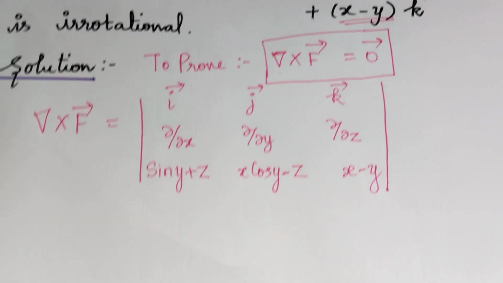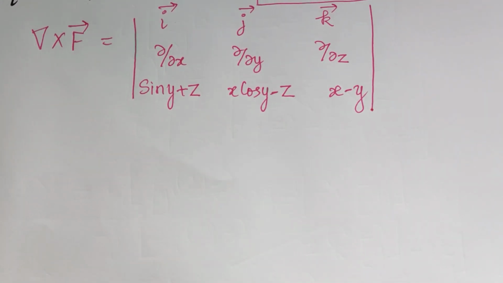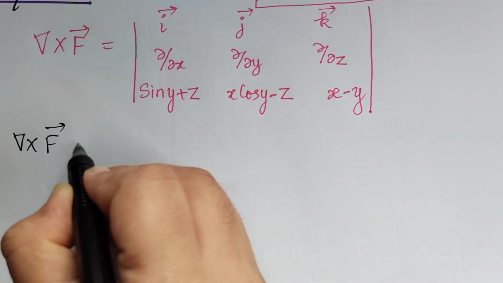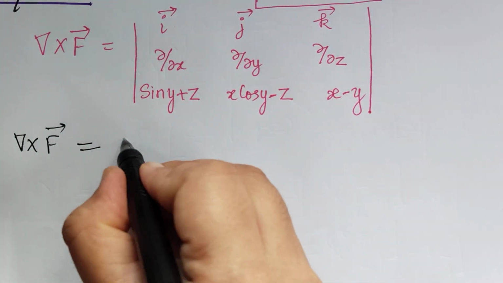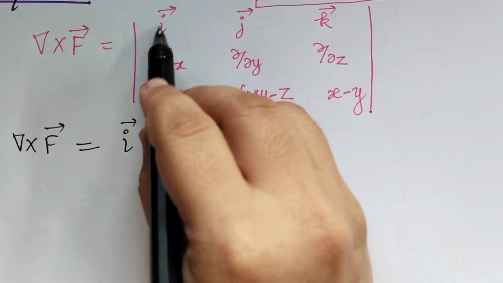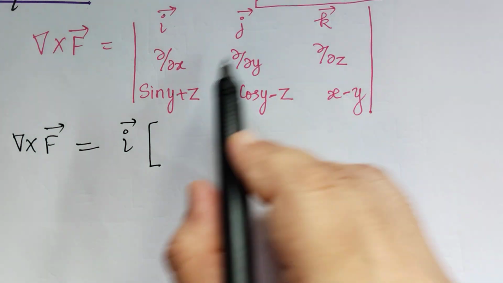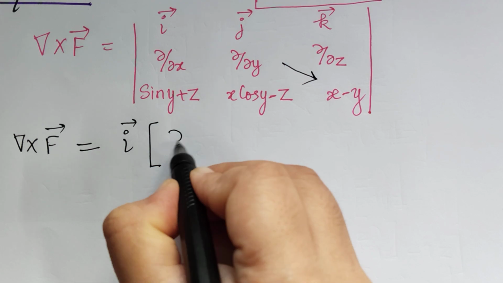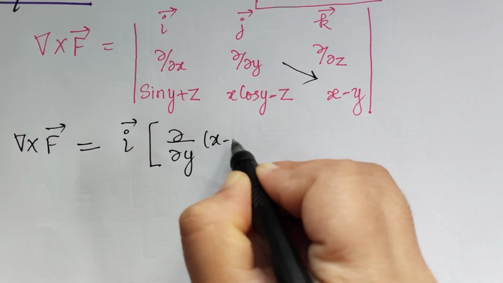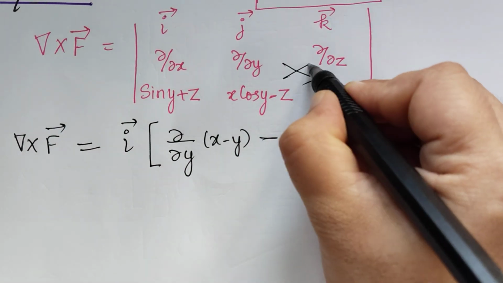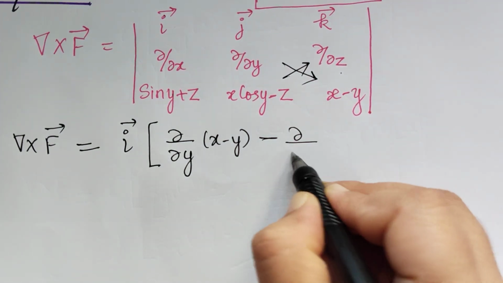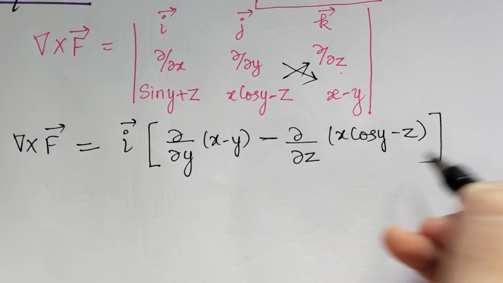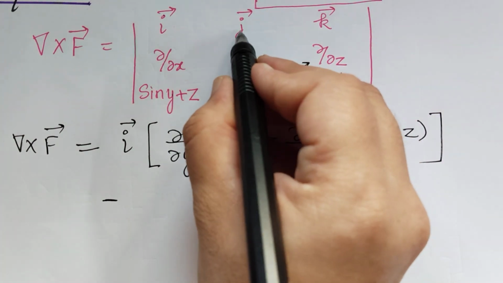Now we have to find the determinant of this value. So how do we find the determinant of this particular value? So nabla cross f vector, which is on the left, this will be equal to, first we will write i vector multiplied with, so we have to block this column, block this row, so we will have the determinant of this matrix. So ∂/∂y of x minus y, minus this multiplied with this, so ∂/∂z of x cos y minus z. In a similar manner, minus the second component is j.